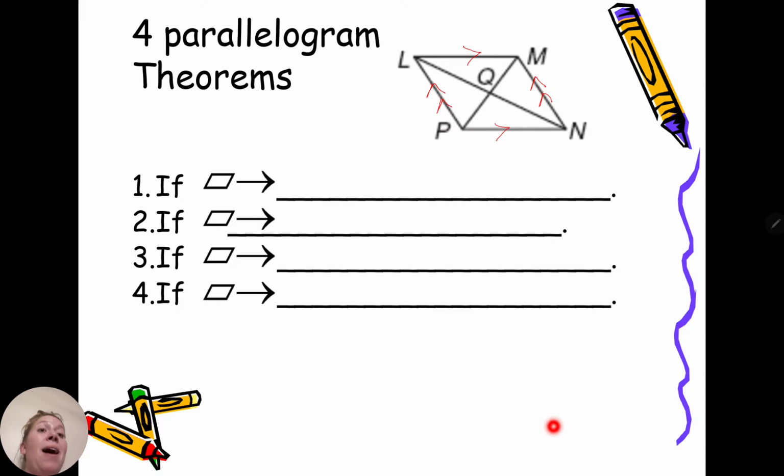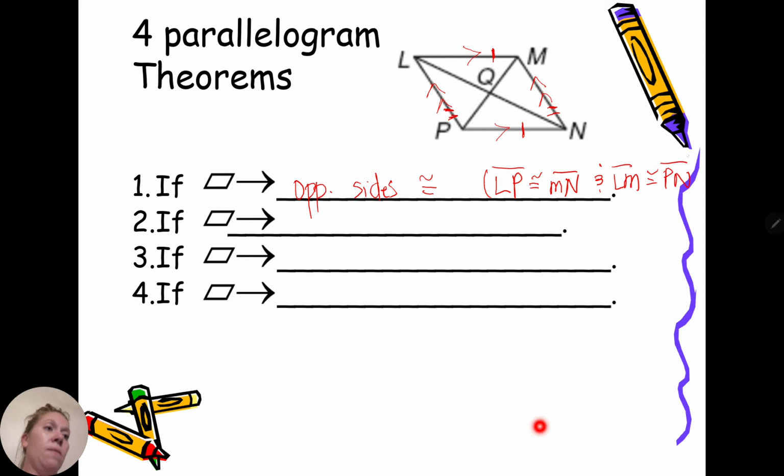If it's a parallelogram, opposite sides are congruent. Okay, so we know that LM is congruent to PN, and we know that LP is congruent to MN. Okay, let's write that down. LP congruent to MN, and LM congruent to PN. Opposite sides congruent. We also know opposite angles are congruent.